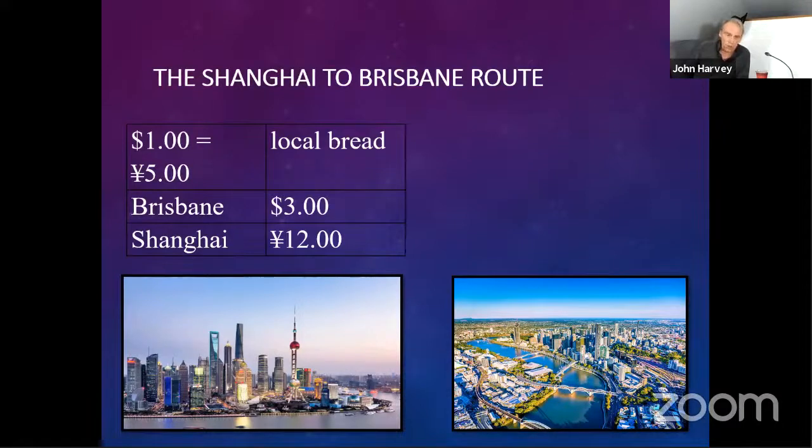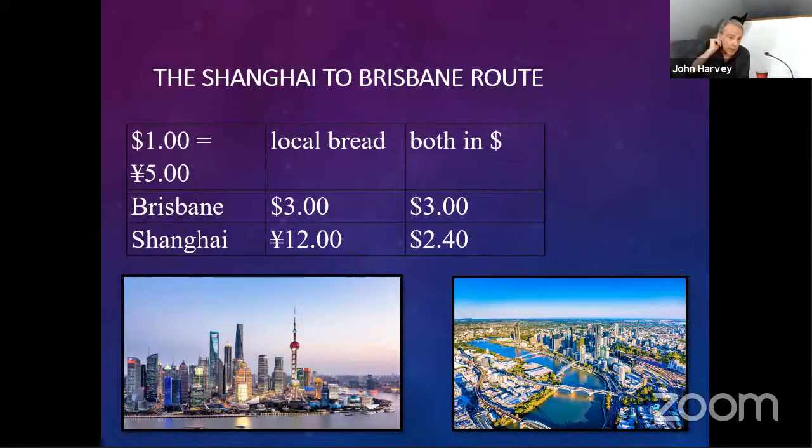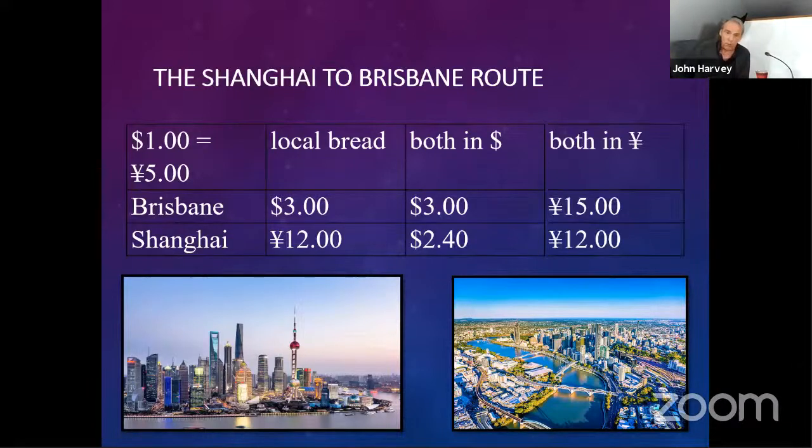Now, of course, we need to translate these prices. Let's translate them both into dollars first of all. The Brisbane price stays the same, but then we divide the Shanghai price by five, and that turns out to be $2.40. So, aha, it turns out the bread's cheaper in Shanghai. And of course, we can do that in yuan as well, and we'll still discover the same thing in a different currency, that the bread is cheaper in Shanghai.